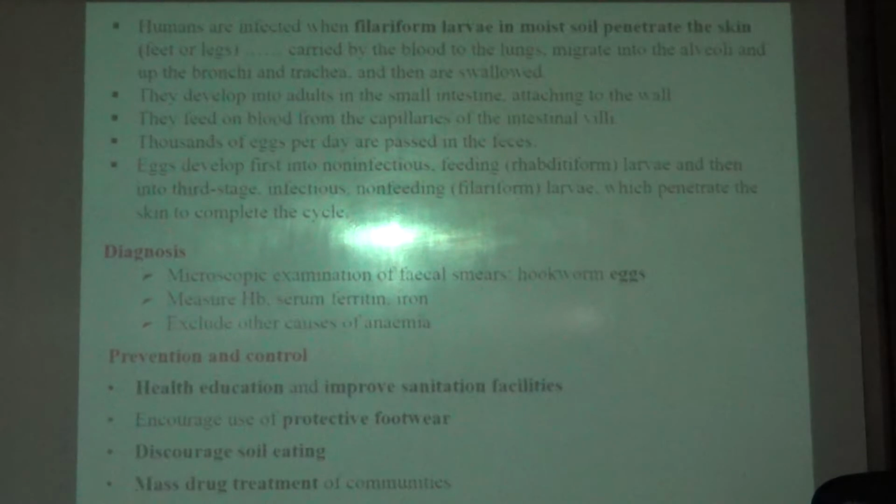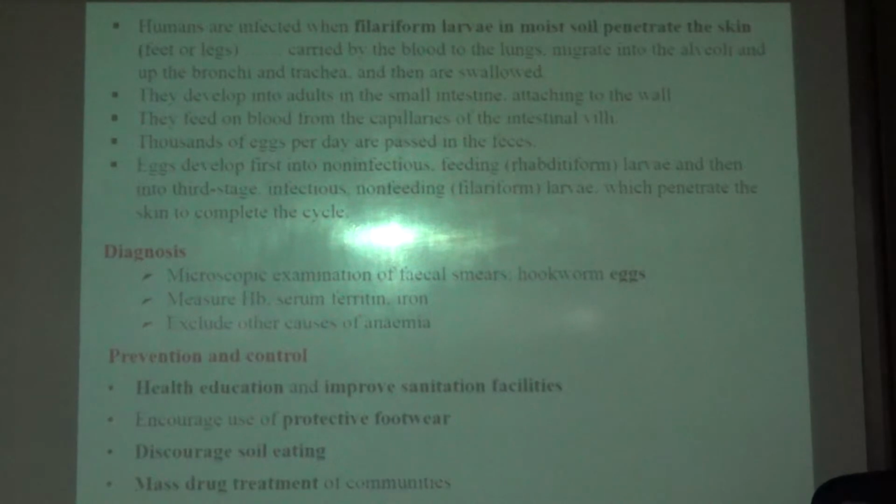Actually, I am not going into detail of life cycle because it is not possible to cover all the organisms. So just I am focusing on important stages. So you can remember for now that there is one rhabditiform larvae stage and one filariform larvae. So infection happens due to this filariform larvae stage, which can penetrate the skin to complete the cycle.